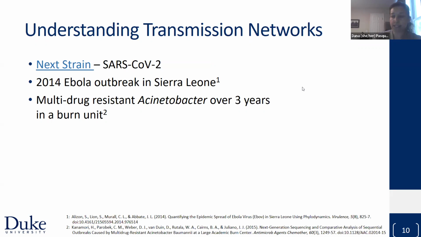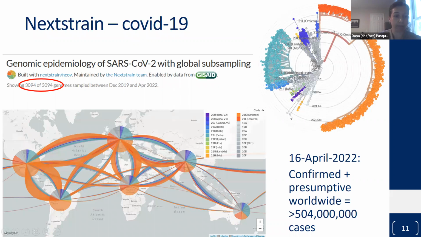So this has been done, I don't know if anyone's been paying attention for the last 2.5 years, but we've done this a lot with the SARS-CoV-2 pandemic. We've been taking sequences from people around the world, and I'll show that momentarily, to get a sense of how the pathogen is moving around the globe. This type of information was used to recreate the 2014 Ebola outbreak in Sierra Leone. And then I'll also show one of my favorite papers, which is looking at a hospital outbreak with a multi-drug resistant bacterium in a burn unit.